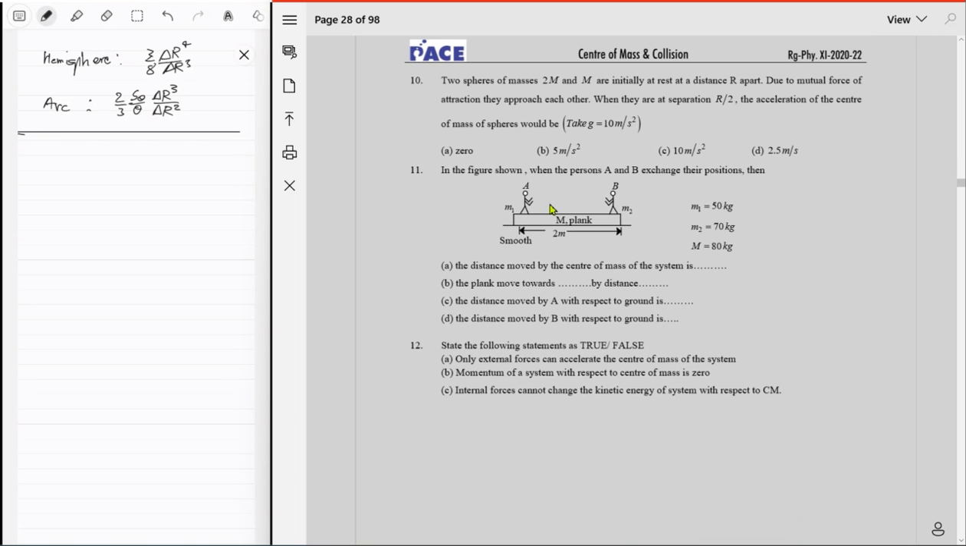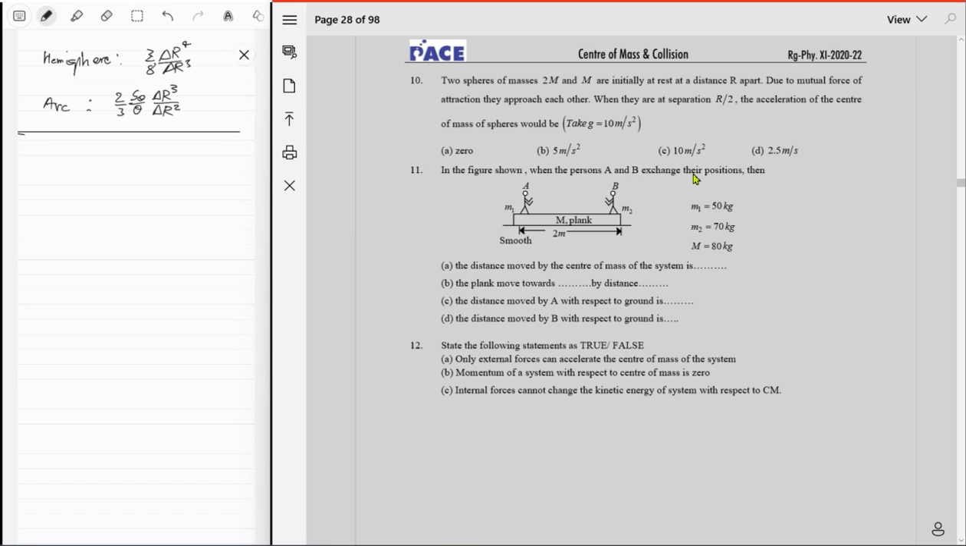Next question: two spheres of mass something initially at rest at distance r apart. Due to mutual force of attraction, they approach each other. What do you mean by distance? Is it the distance between centers of mass or what? Seriously though, it should tell us when they are at separation r upon 2. Okay, the acceleration of the center of mass of the spheres would be force of attraction? It's zero anyway. It's the internal force that's doing the thing, right? So it doesn't actually matter. The center of mass does not change anyway. So it's zero. Theoretical questions are very basic for some reason.